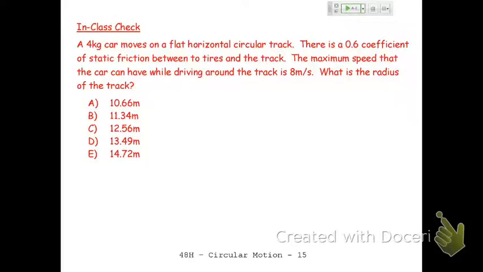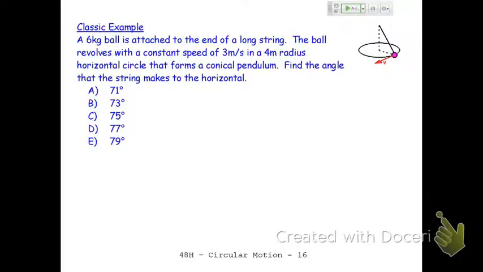Oh, and again, I don't have time to go through that, so I'll go through this with you. A 6 kilogram ball is attached to the end of a long string. The ball revolves with a constant speed of 3 meters per second in a 4 meter radius horizontal circle. That forms a conical pendulum. Find the angle that the string makes to the horizontal.